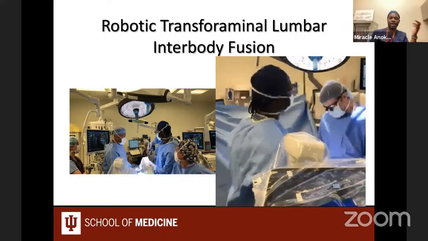Now, robotic spine surgery has been around for a while now, but is now being more widely adopted. It's a pretty slick way to do surgery, and it's something that we're still trying to figure out how best to use for our patients. And there are some people doing some phenomenal things out there with robotic spine surgery.